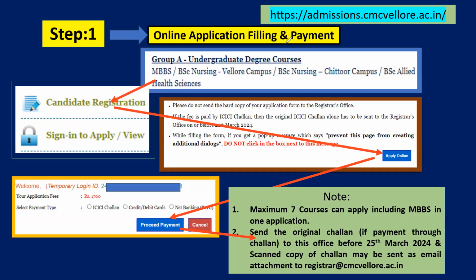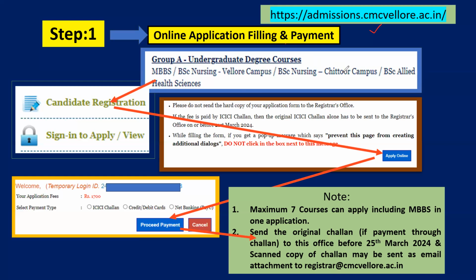Now we start with step 1, online application filling and payment. This is the official website link. With this link, you should enter the CMC Vellore official website. Once you enter, you should click on Group A undergraduate degree courses. Here you can see 3 courses: MBBS, B.Sc Nursing in the Vellore campus and Chittoor campus, and B.Sc Allied Health Sciences.